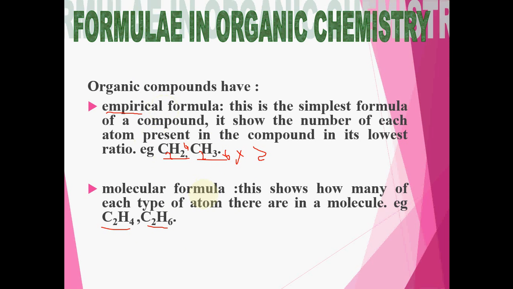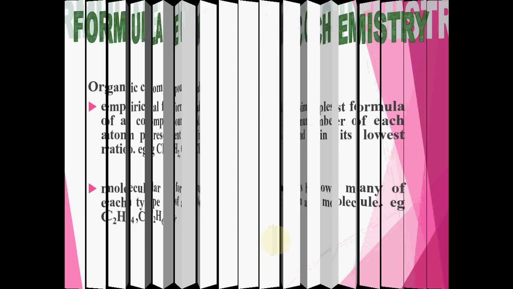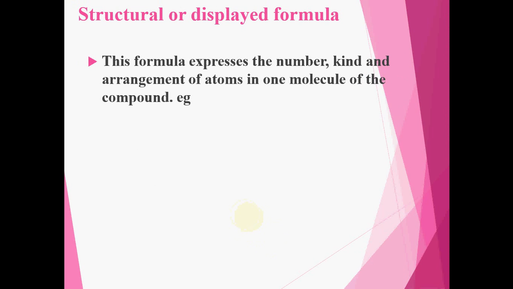Now I'm interested in what we have ahead. At this stage, always remember, you just have to know how to write these formulas from the fingertips. Then the other formula that I want us to understand is structural or displayed formula. Structural or displayed formula expresses the number, kind, and arrangement of atoms in a molecule, a compound. So in here we are going to see the numbers, the type of atoms, and also the arrangement of these atoms in a molecule.